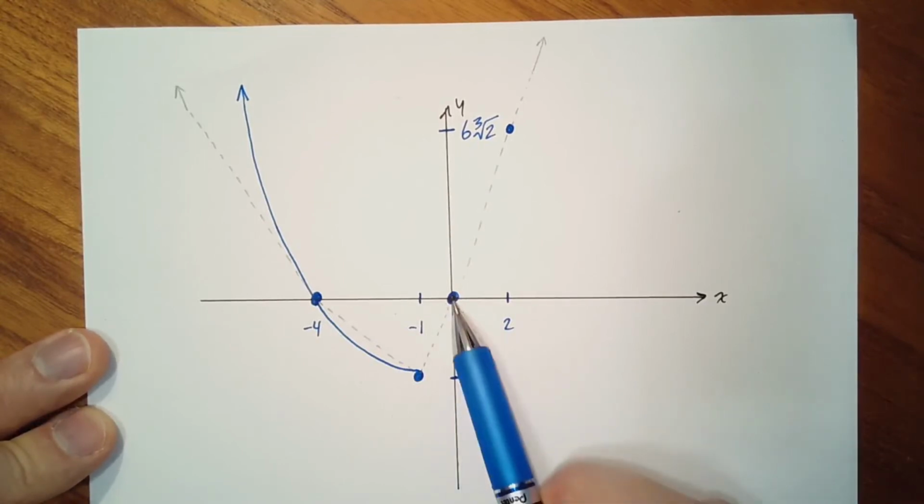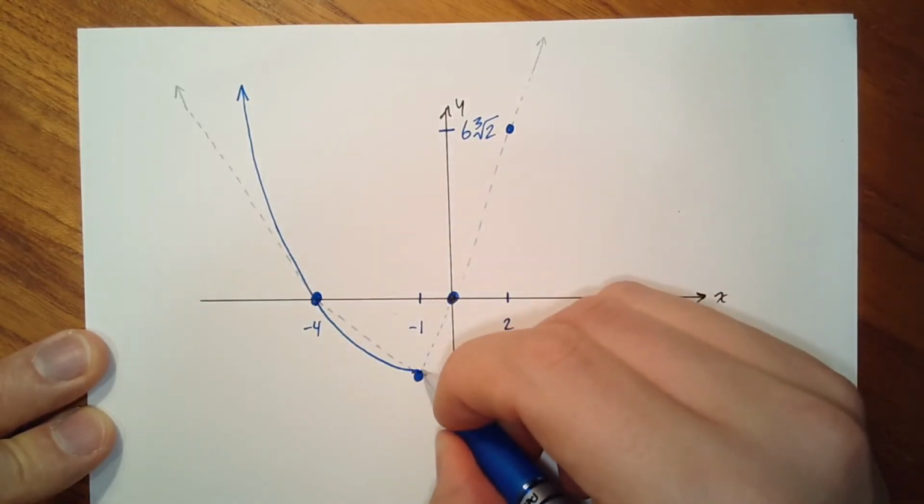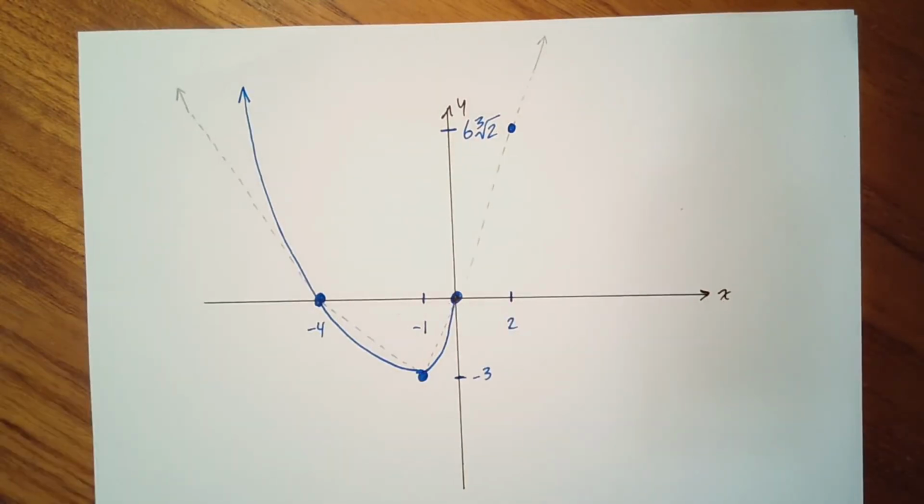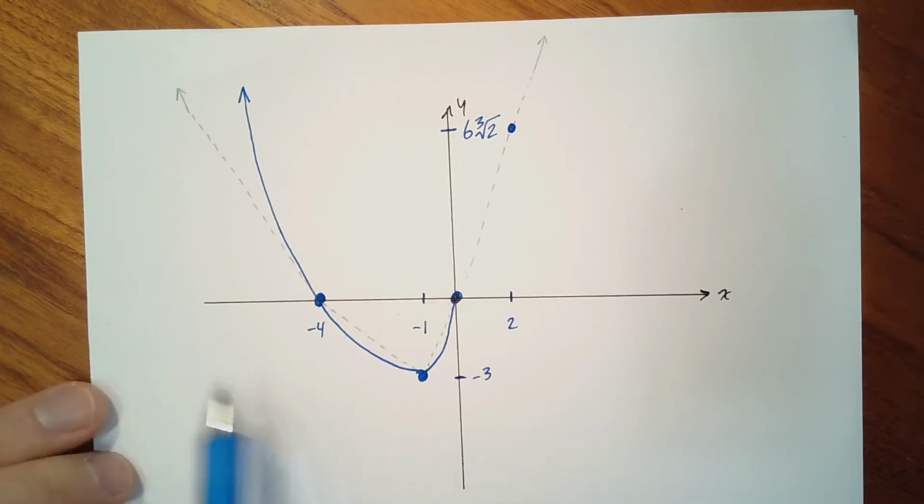So now you know you're increasing but concave up. Well, that part's fairly straightforward. There's only one way to do that. It's going to go up like that. Okay, so that's the left half of the curve.